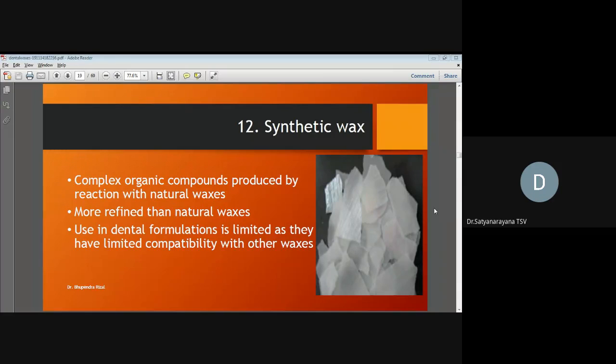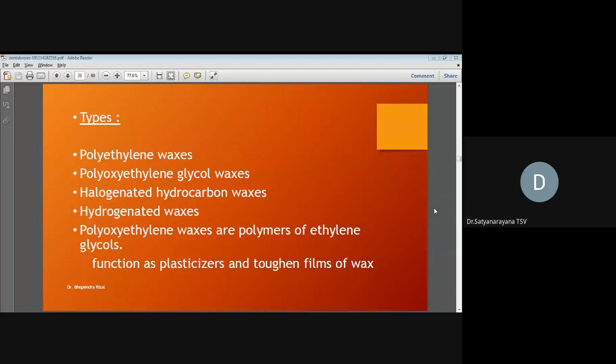Your synthetic waxes are not much used in dentistry. Synthetic waxes include halogenated hydrocarbon waxes, hydrogenated waxes, and polyoxyethylene waxes, which are polymers of ethylene glycol and function as plasticizers and toughen films of wax.